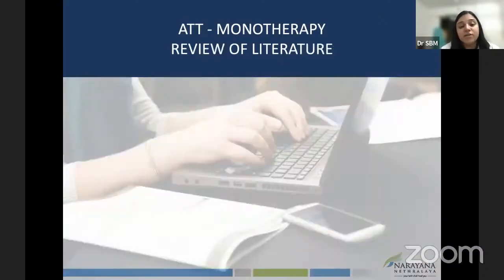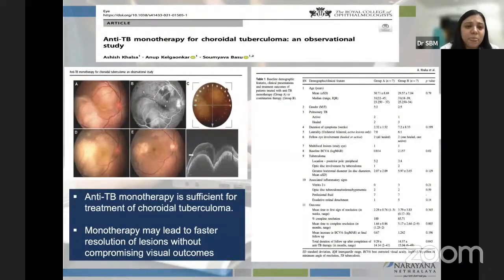So is this only us, or are other people also finding these? Anti-TB monotherapy was studied for choroidal tuberculomas in this observational study, where two groups, one of monotherapy and one of combination therapy, were assessed. And interestingly, they found that anti-TB monotherapy is sufficient for the treatment of choroidal tuberculoma, and monotherapy can lead to faster resolution without compromising visual outcomes.